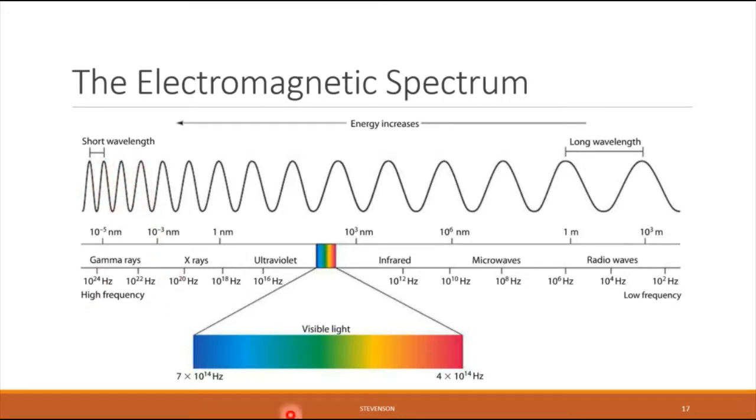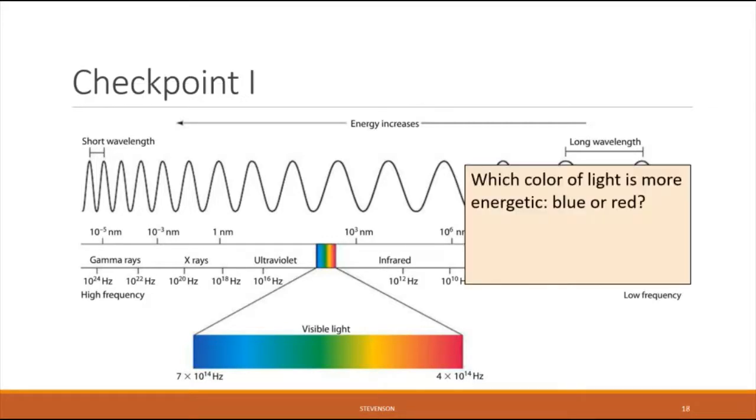So if we just focus on the little range of the spectrum that constitutes visible light, which is the type that is captured during photosynthesis, you tell me in this first checkpoint, what color of light is more energetic? Blue light or red light? Based upon its frequency and its wavelength, which color is more energetic?